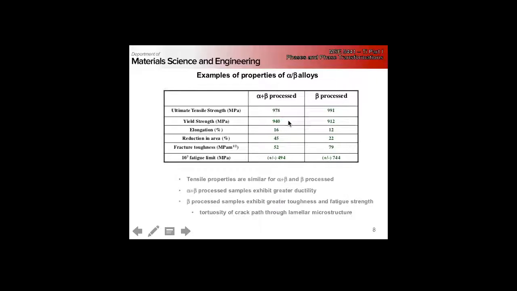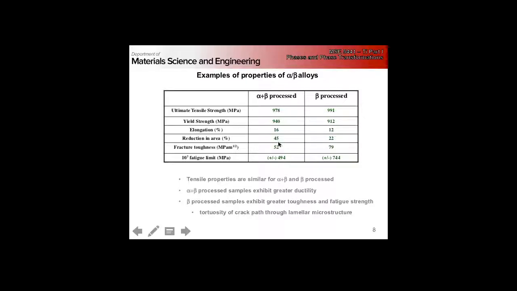Doing the alpha plus beta processing, we get a little boost over the yield strength, a little boost in ductility because we've got these nice large regions of alpha that can deform to give us a little ductility. The yield strength comes from different phase compositions and different microstructures. So within the transform beta grains, we're going to be quite a bit stronger.